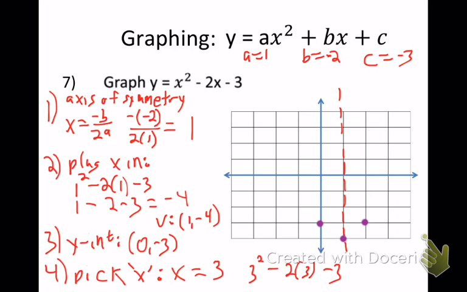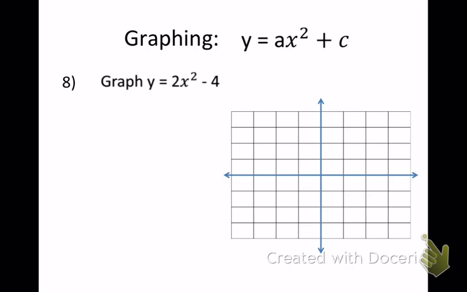3 squared gets me 9. What's 2 times 3? 6. So 9 minus 6 is 3. Minus 3 is 0. So the coordinate is (3, 0). And then I plot the reflection. And last but not least, I'm going to sketch the curve right there. There you go. Again, kind of a process here, but if you follow the steps, it's not going to be too bad.